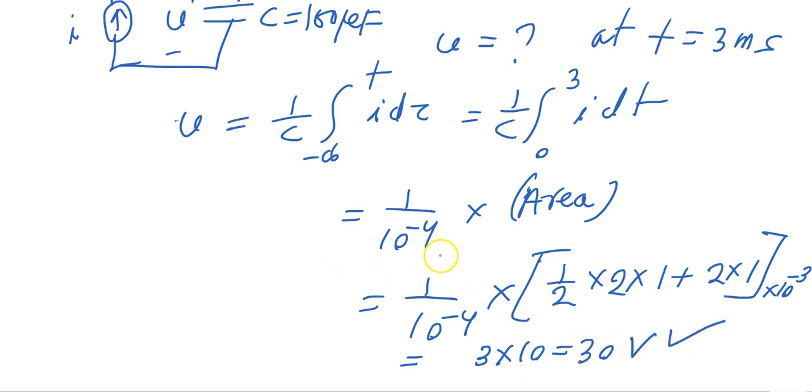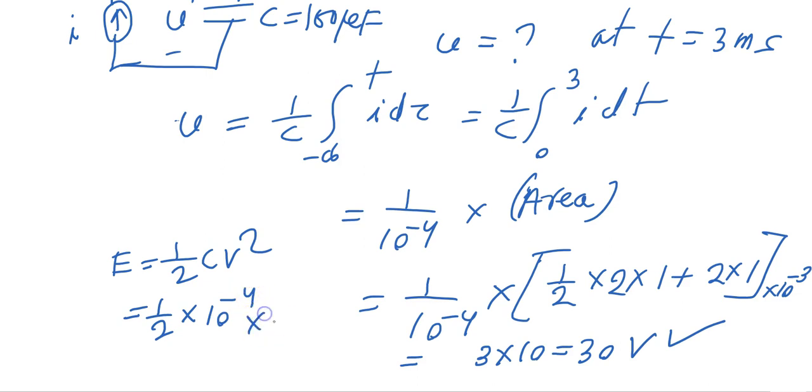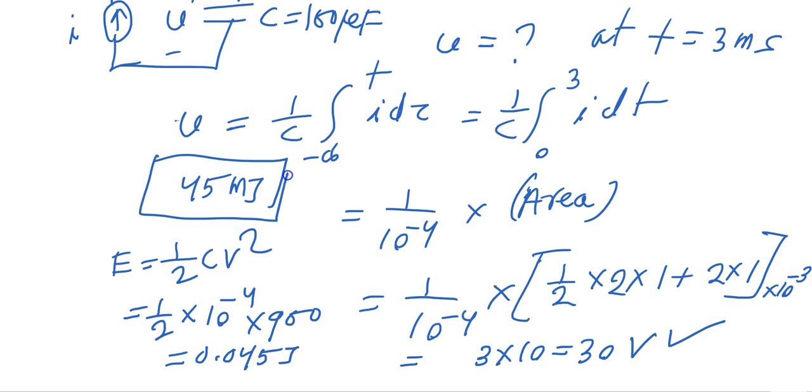If they ask you the energy stored in the capacitor at 3 millisecond, assuming an ideal capacitor, energy equals half C V square. Your C is 100 microfarad, so 10 to the power minus 4, into V square, 30 volt, that is 900. That is 0.045 joule, or 45 millijoule. So always use the basic relations if the question looks complicated or they have twisted the question.